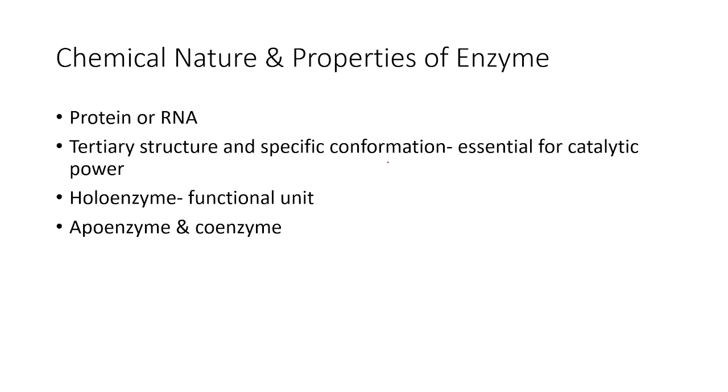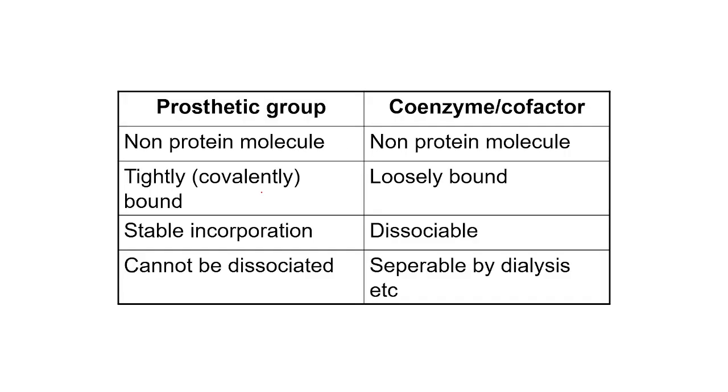So their tertiary structure and specific conformation is actually essential for the function. Like we studied, a folded protein has greater function compared to an unfolded or denatured one. Therefore enzymes, being proteins, have tertiary structures and a specific conformation, which enhances their catalytic activity and catalytic power. And then they have a holoenzyme, that is the functional unit which combines the apoenzyme and the coenzyme.